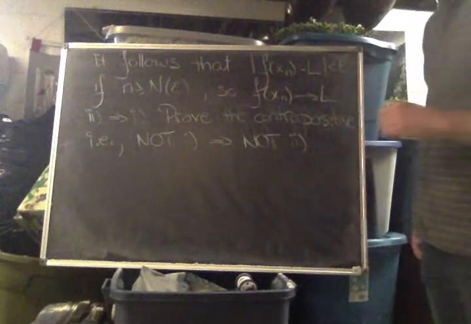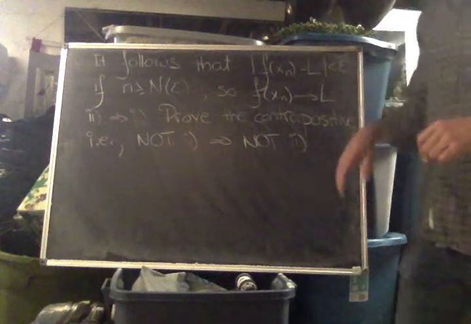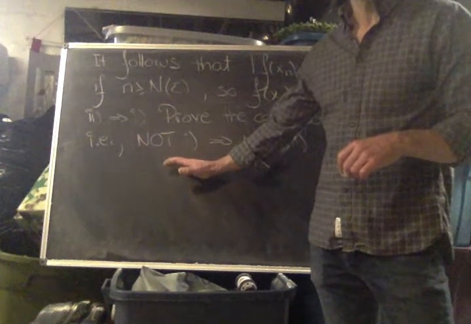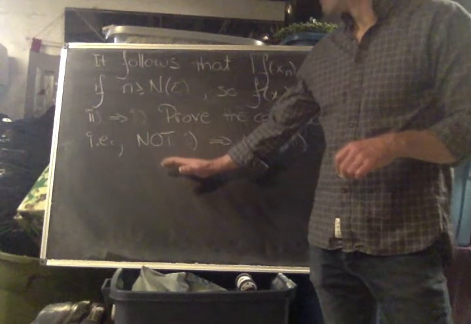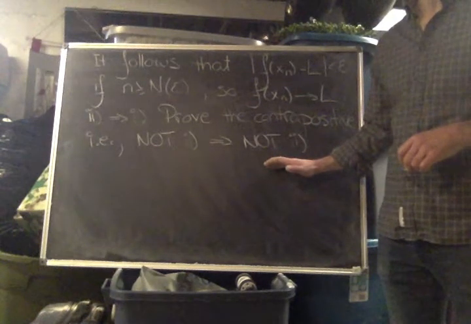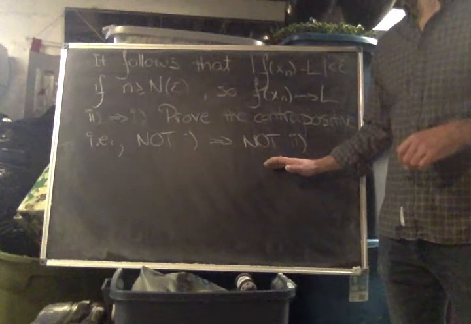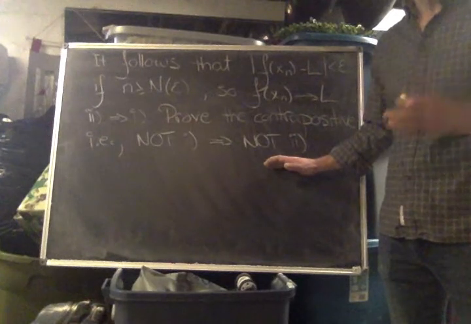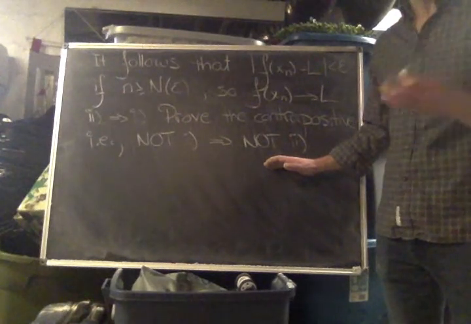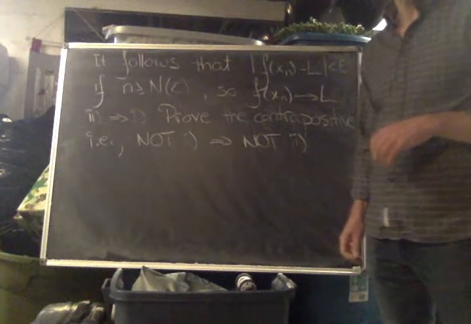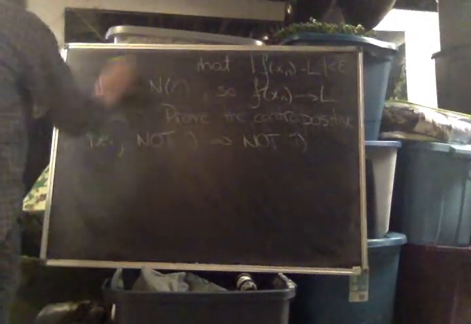So in words that would mean prove that if the limit as x approaches C of f of x is not equal to L, then it has to be the case that you can find a sequence converging to C such that the corresponding sequence f of xn does not converge to L. So let's write that down. Let's start again afresh.